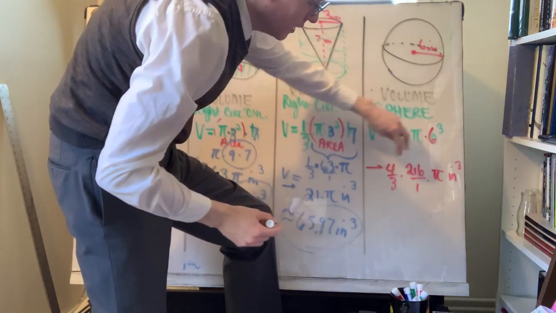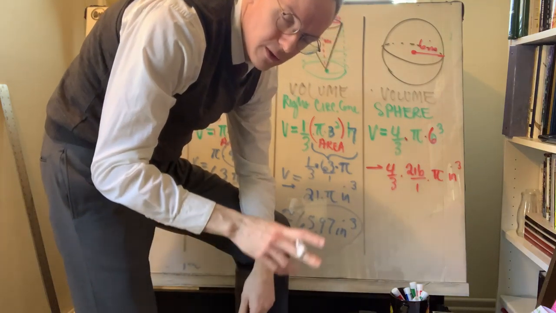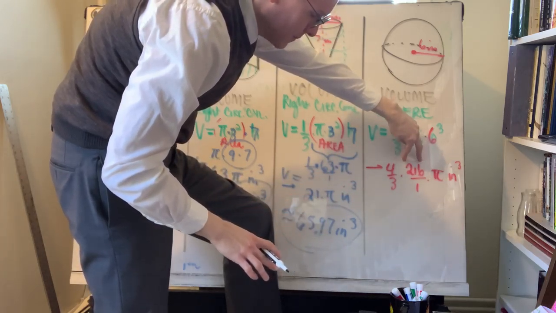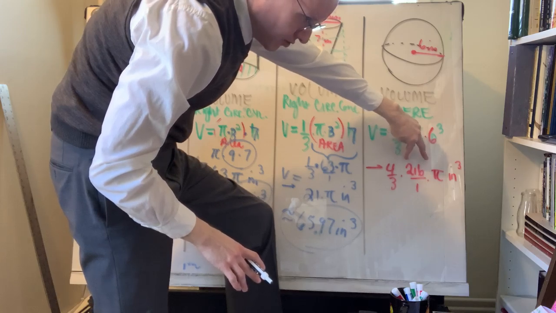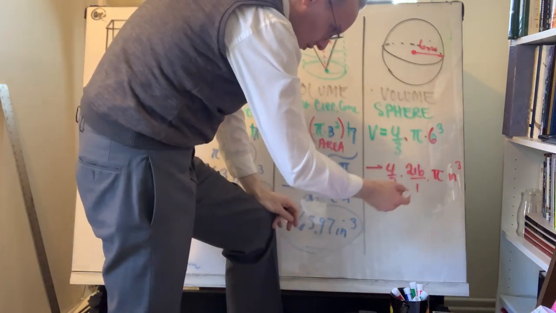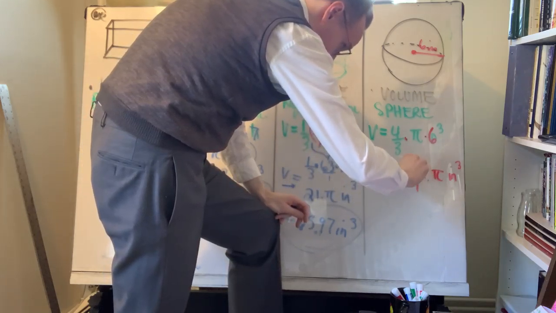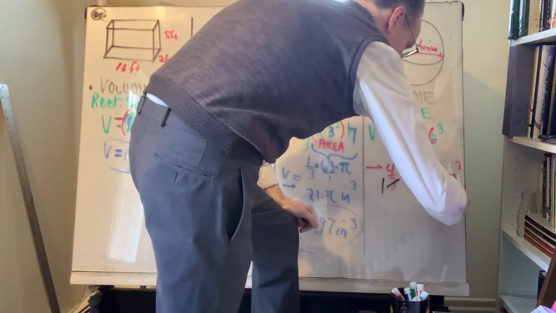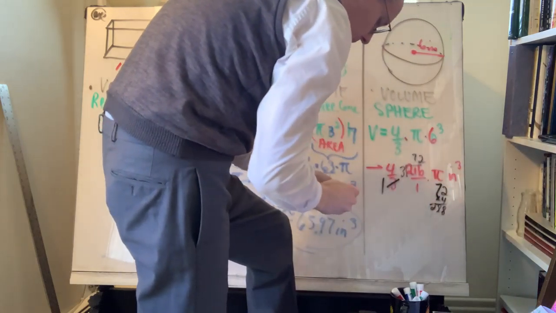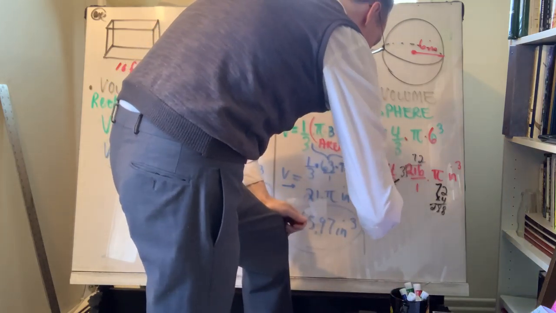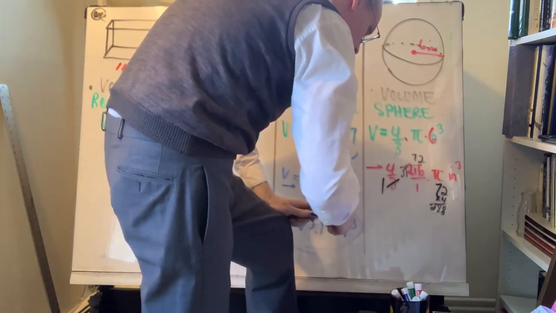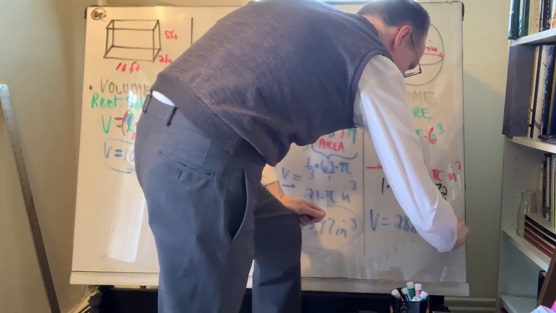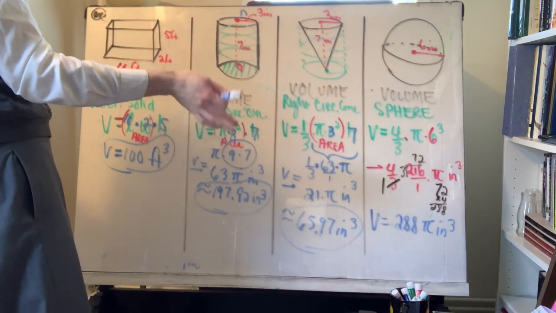The 216 is in fact divisible by 3. If you check your rule of divisibility for 3, in other words, if you could divide 216 by 3 with no remainder, the sum of the digits should be divisible by 3 as well. So 2 plus 1 is 3, 3 plus 6 is 9. Does 9 divide nicely by 3? Yes, then the whole thing is divisible by 3. So 3 divided by 3 is 1, and 216 divided by 3 is 72. Which means that you really just have 4 times 72, which is 288. Therefore, your volume is 288 pi inches cubed.